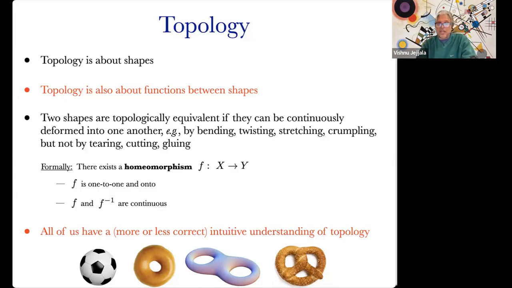Formally, there exists a homeomorphism between two spaces. And we more or less have an intuitive notion of what topology means. For example, you'd never mistake a soccer ball for a donut. They've got a different number of holes in them, so they're topologically distinct objects. But at the same time, the donut also has the same number of holes as a coffee mug. So these things would be considered topologically equivalent, even though they look nothing alike.